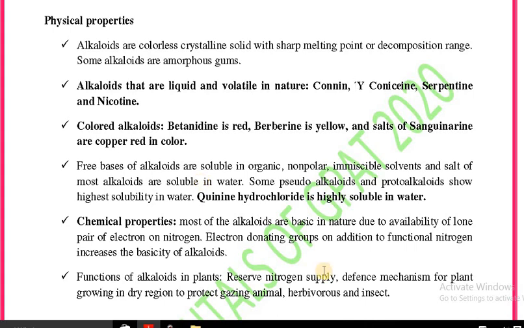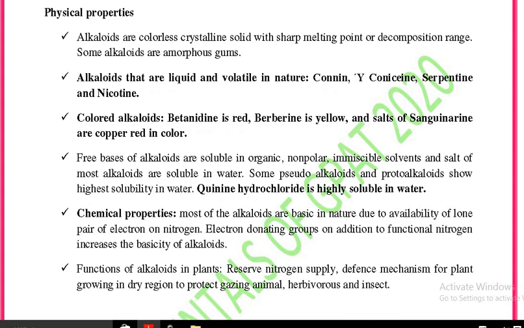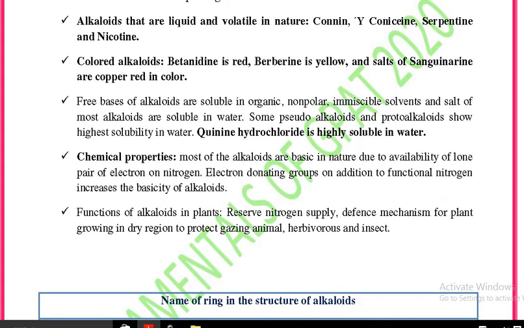So what are the chemical properties? Most of the alkaloids are basic in nature due to the availability of a lone pair of electrons on the nitrogen. Okay. Basicity increases with electron donating groups. Next, what is the function of alkaloids in plants? They act as a reserve of nitrogen supply, and as a defense mechanism for plants growing in dry regions, to protect from grazing animals, herbivores and insects.